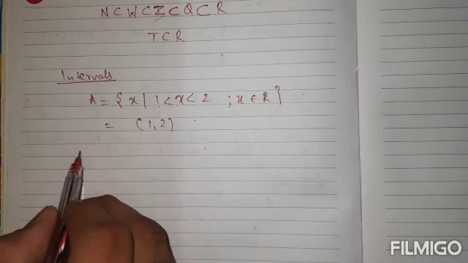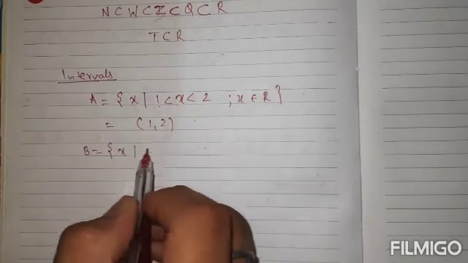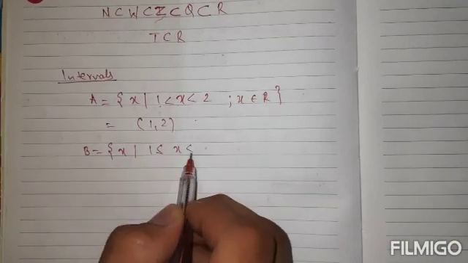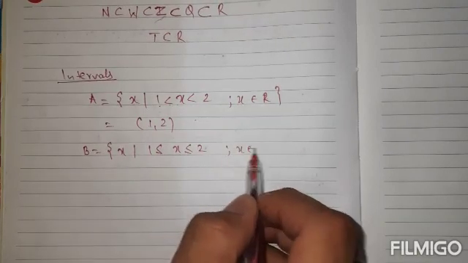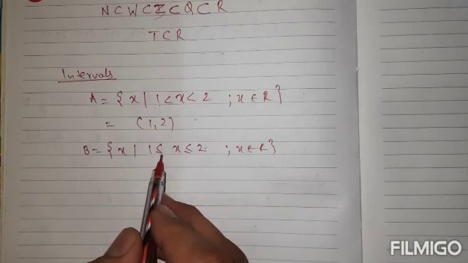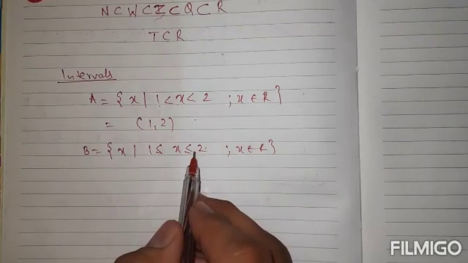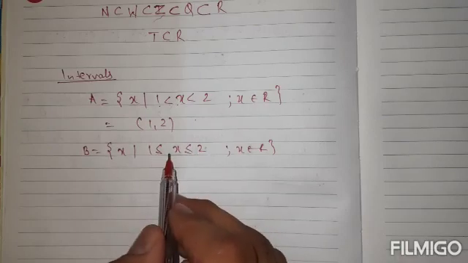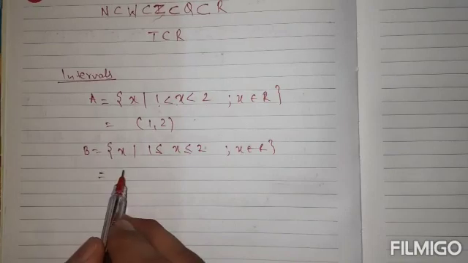Similarly, suppose B is the set of all x such that 1 is less than or equal to x, less than or equal to 2. Then this is the set of all the real numbers lying from 1 to 2. This is the set which contains 1 and 2 also, and all the numbers between them. For this one we use this symbol.